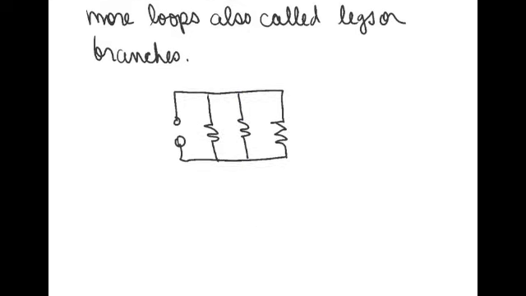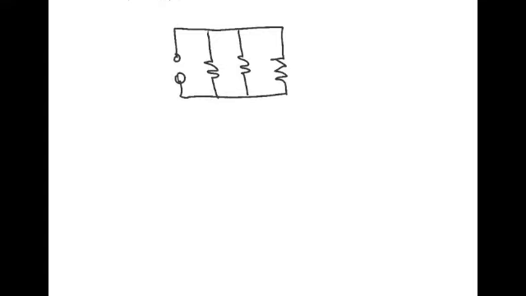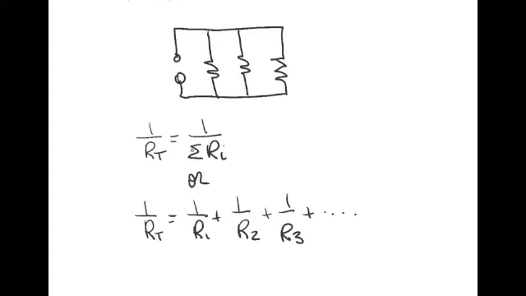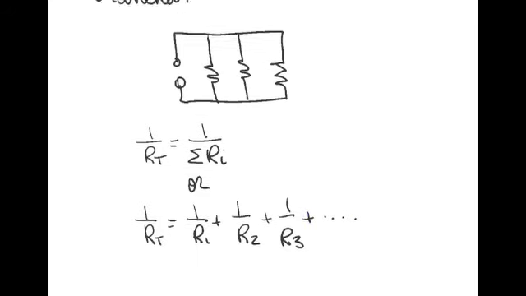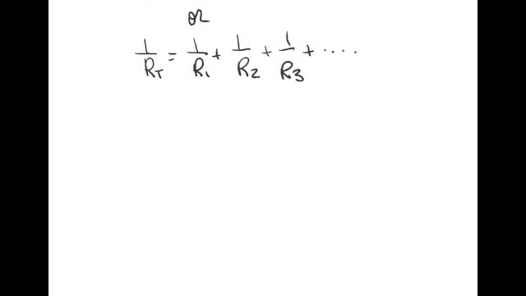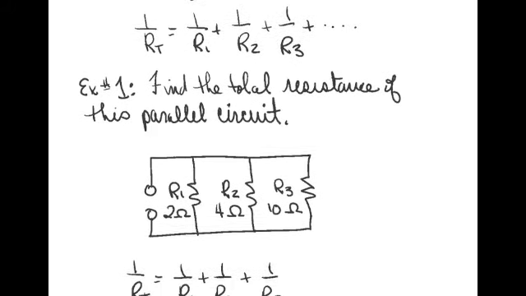Now, how do we calculate the total resistance of this type of circuit? Well, we use the following formulas. 1 over the total resistance is equal to 1 over the sum of the individual resistances. Or, to write this out another way, 1 over the total resistance is equal to 1 over R1 plus 1 over R2 plus 1 over R3 plus 1 over however many resistors you have in your circuit. Pretty straightforward. I'm going to do an example, hopefully make it a little more clear.